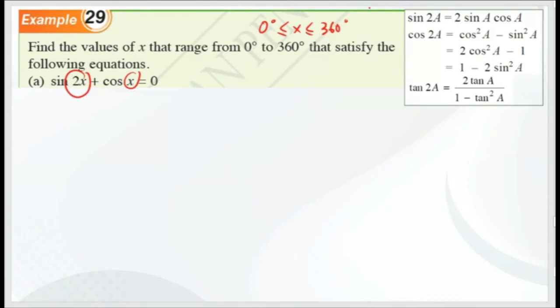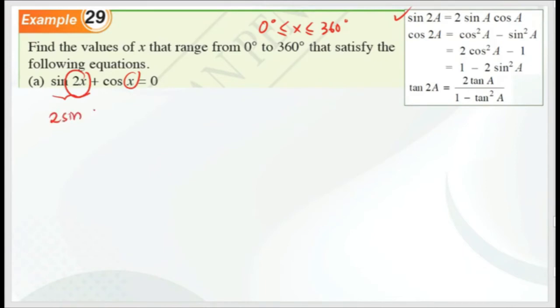But if the question is sine 2x equals 0, then you can straightforward find the basic angle. But now it's involving a double angle and a single angle. So you have to change the double angle into the single angle form first. So what is your sine 2x? We have to use the formula sine 2x equals 2 sine x cos x. Okay, so we change it.